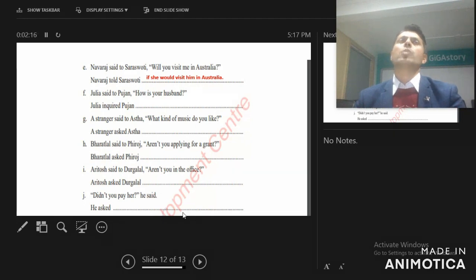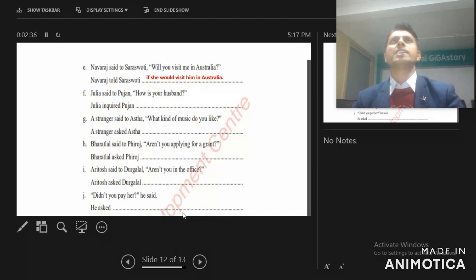We write here if. Why? Because this is a yes-no question. In a yes-no question we write either if or whether, so we write if she. We write she in place of you. Why? Can you tell me? You is a second person pronoun, changed according to the object. The object is Saraswati, so we write here she.